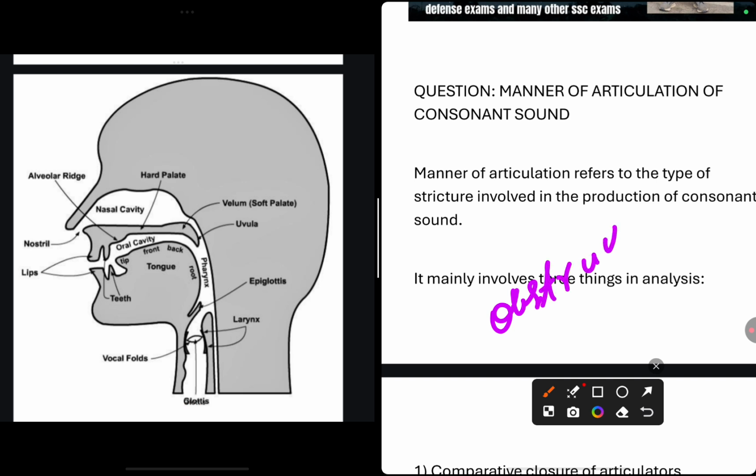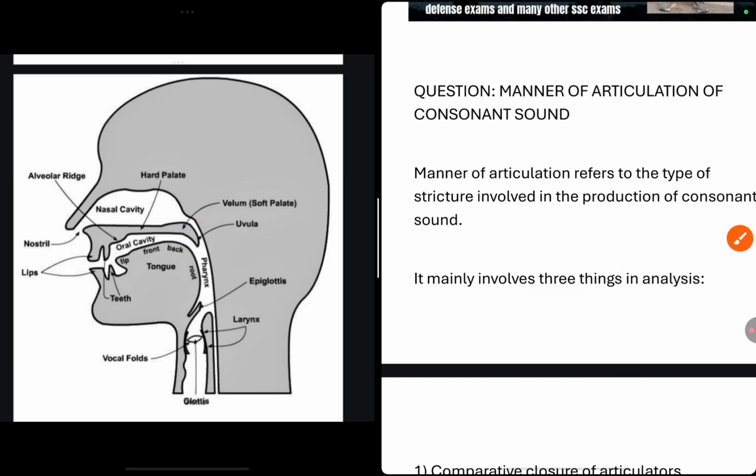obstruction or the passage of air which goes through the oral cavity or through the nasal cavity, and the kind of speech organs involved in the passage of that air stream which is produced through our heart or lungs. In which sense the structure is created by these organs of speech, that we are going to see here in the manner of articulation.